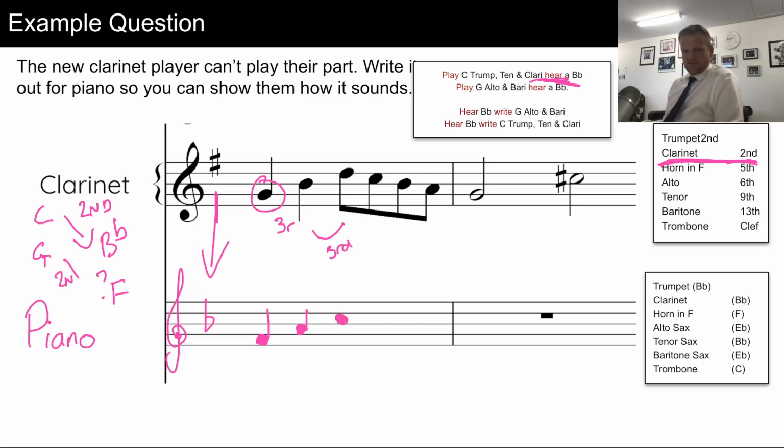And then I've got bored of that, so I'm going to do scale degrees now. I'm going to go 5, 4, 3, 2, 1. 5, 4, 2, 1.